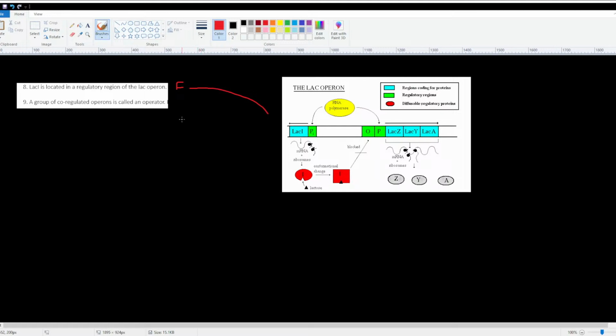Okay, so then number 9 is asking a group of co-regulated operons is called an operator. Well, that's not true because a group of co-regulated operons, I believe, is called a regulon.